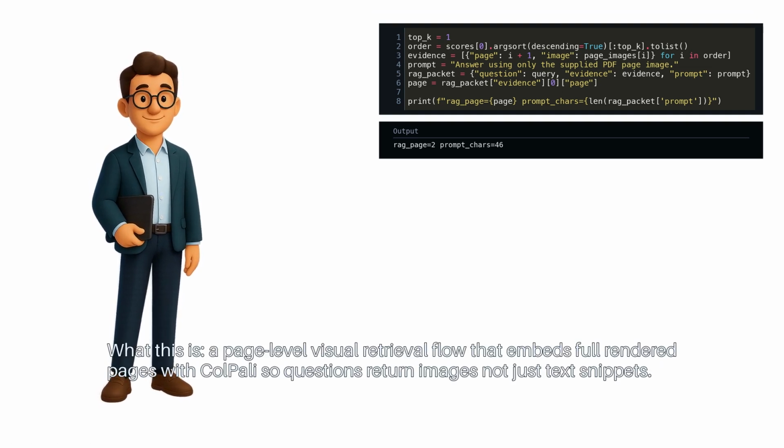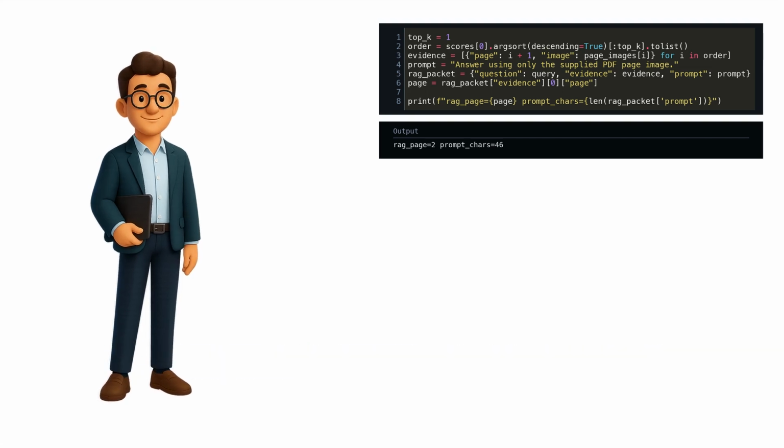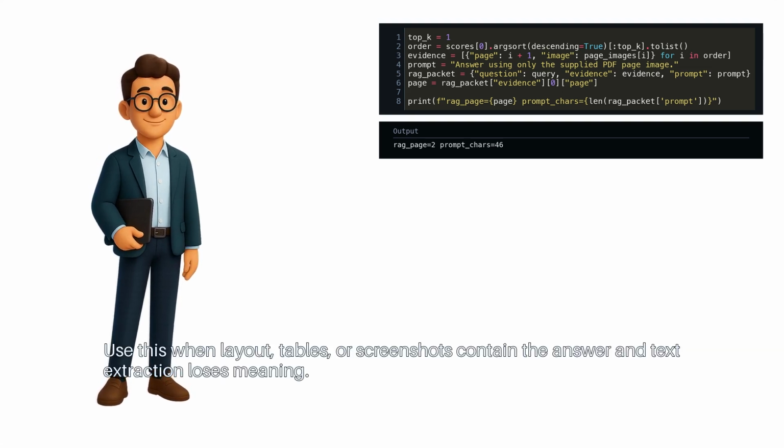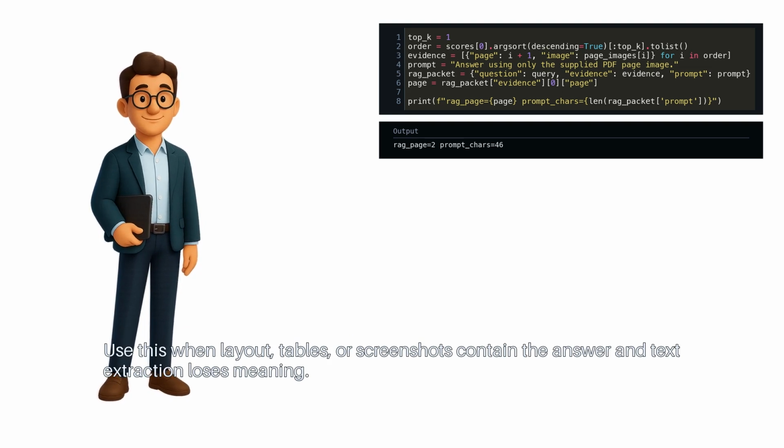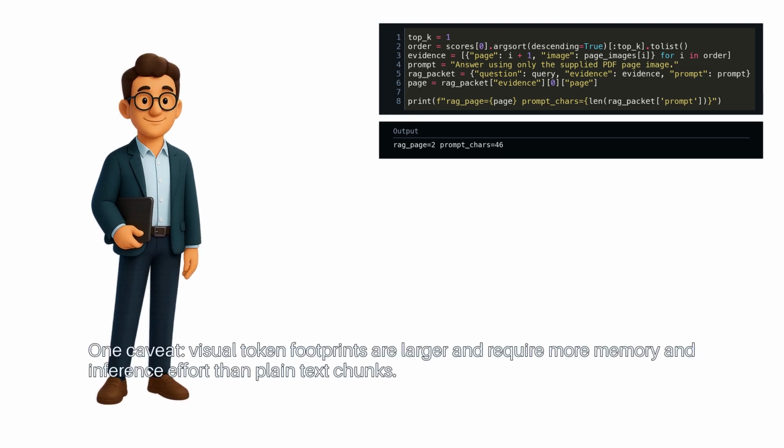What this is: a page-level visual retrieval flow that embeds full rendered pages with ColPali, so questions return images, not just text snippets. Use this when layout, tables, or screenshots contain the answer and text extraction loses meaning. One caveat: visual token footprints are larger and require more memory and inference effort than plain text chunks.